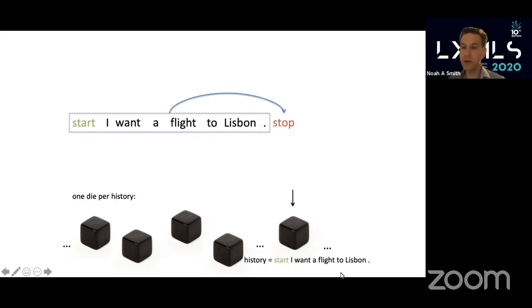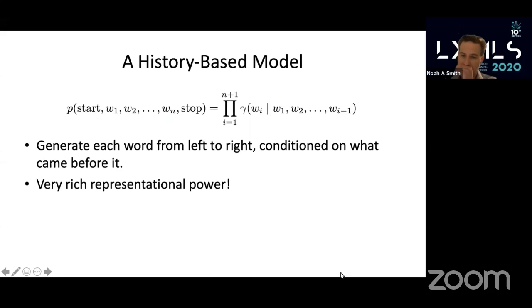And we go until we roll the stop symbol, which, by the way, should also be printed on one side of the die. This guarantees that we're only going to put probability on finitely long sequences. If we didn't have probability of a stop at every position, then we could conceivably keep going on forever. Okay, so there we are. That's how we generate a sequence with this history-based model.